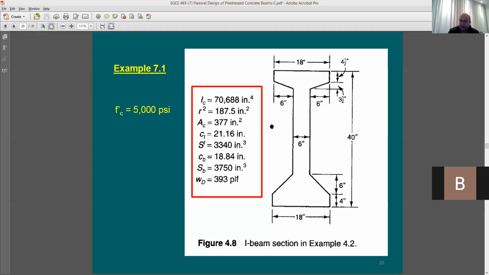So in our case here, we have this given beam section. And since we have it, we have all the properties. It's going to be also given with it. So you have all the information. We have the moment of inertia, we have r squared, we have cross-section area, c top, c bottom, section modulus top and bottom, and the self-weight of the beam, the dead load.